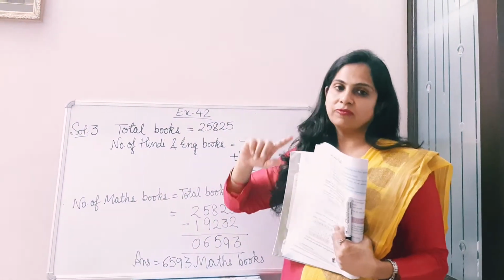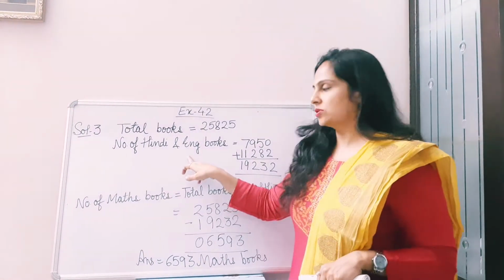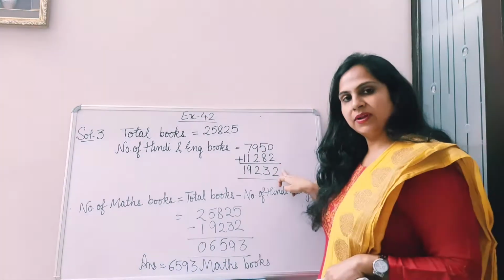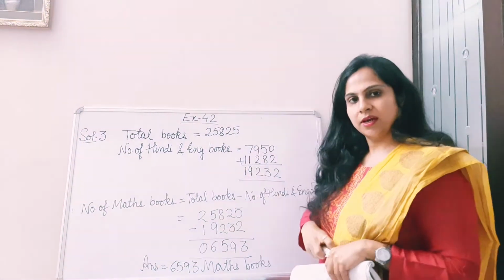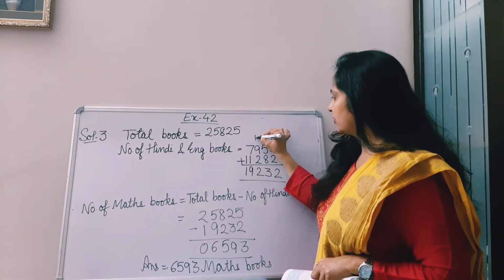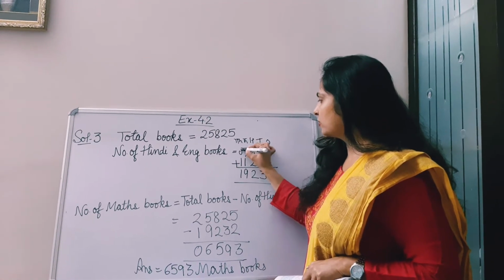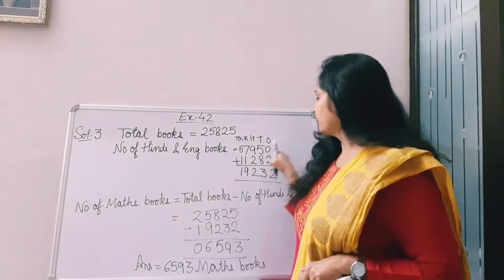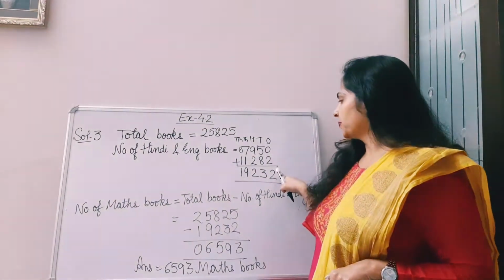First of all, what we have to do is we will add the number of Hindi books and the number of English books. Hindi books are given, English books are given, we will add. Always write the numbers according to places. Here places क्या होते हैं? Ones, tens, hundreds, thousands, and then 10,000. Always follow this pattern for writing the numbers. Clear? After writing the numbers, you have to add it up. Okay? Now you will add it.